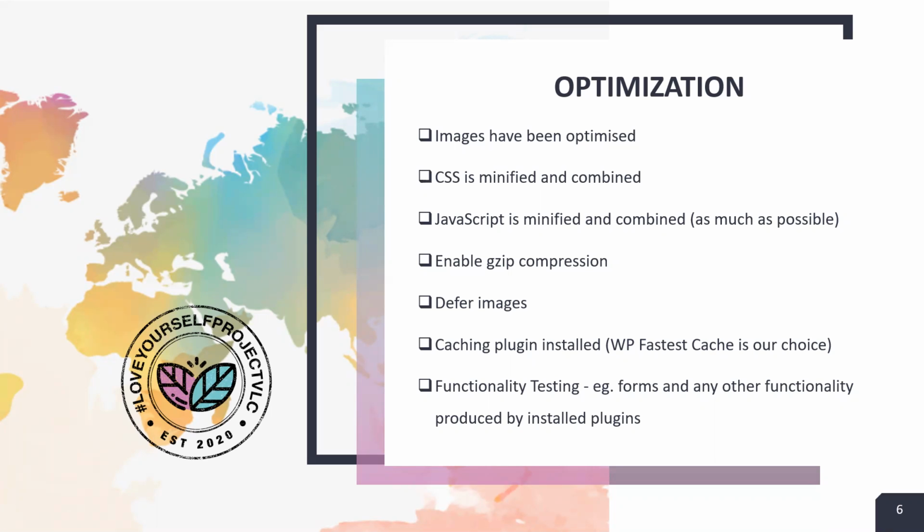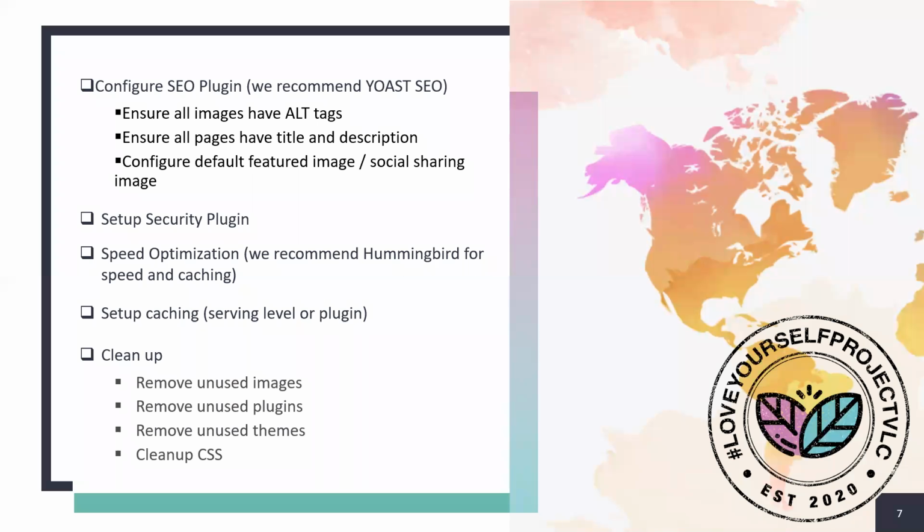and you've done some functionality testing, and that's for any of your forms where you've got to register or subscribe now, or simply the form on your contact page. Now, to configure the SEO plugin, we recommend using Yoast SEO and ensure all images have alt tags, ensure all pages have titles and descriptions, and configure your default featured image and social sharing image.